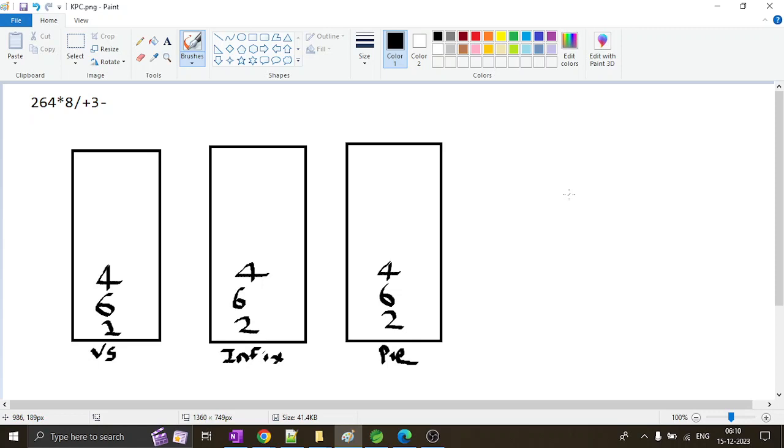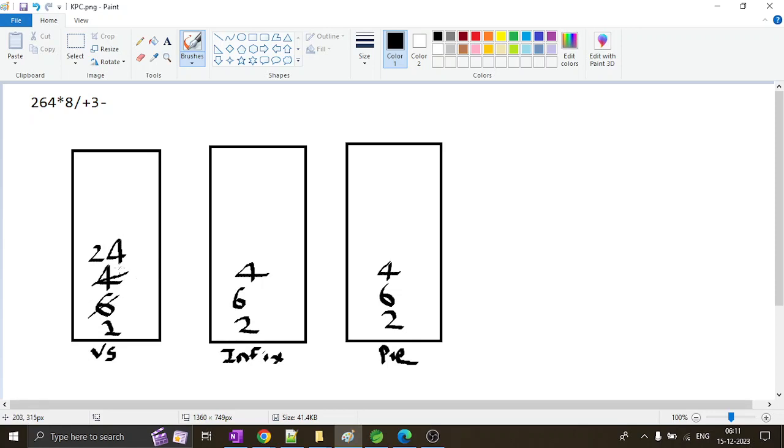Then we encounter multiplication. For multiplication, we will perform an operation, so we will pop. The first value which will be popped is V2, and the second value which will be popped is V1. In the valuation stack, we will perform these operations. So we will do 6 times 4. 6 fours are 24, right? 6 threes are 18 and 6 fours are 24.